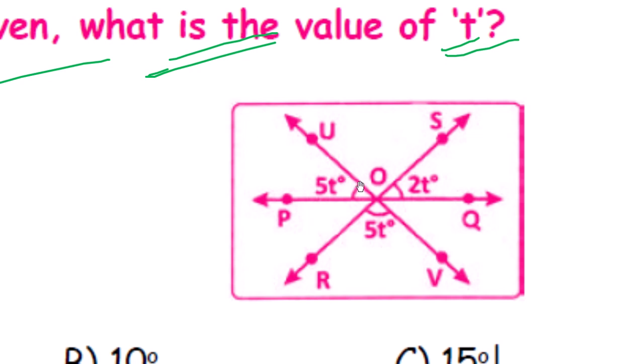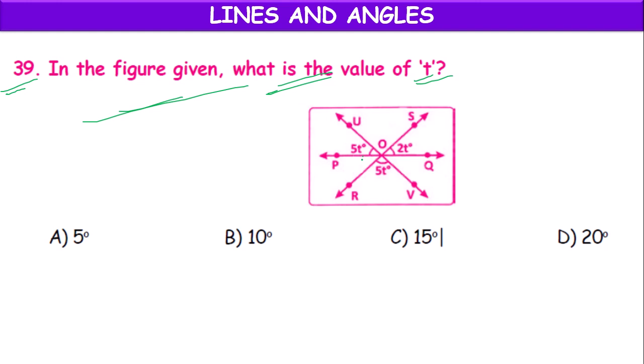But out of 6 angles, only 3 angle measures are given. The other 3 will be vertically opposite to them. If this is 5t, this part will become 5t because vertically opposite angles are equal. If this is 2t, this part will become 2t. If this is 5t, this upper part will become 5t. So all 3 angles are repeating.